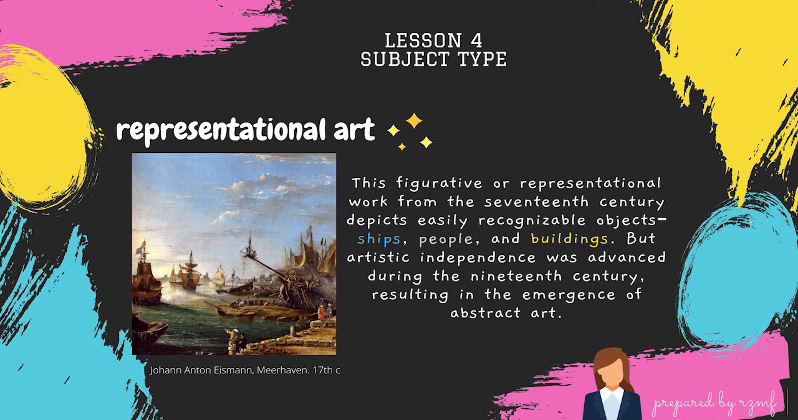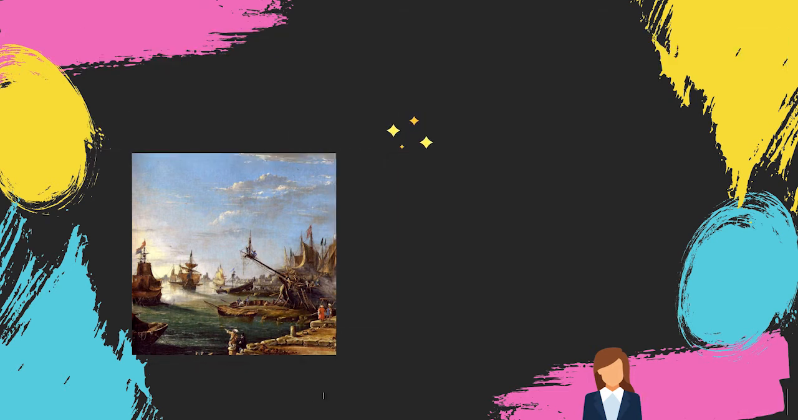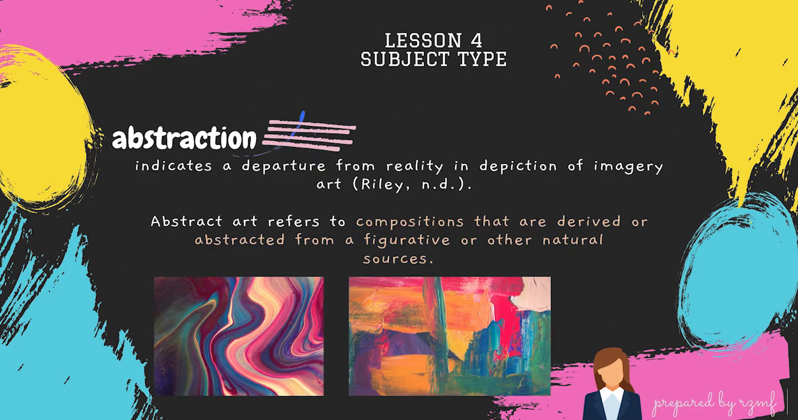Now let us take a look at this example by Johann Anton Eismann. This figurative or representational work from the 17th century depicts easily recognizable objects like ships, people, and buildings. But artistic independence was advanced during the 19th century, resulting in the emergence of abstract art. Have you got what a representational art is? Let us have the next type.